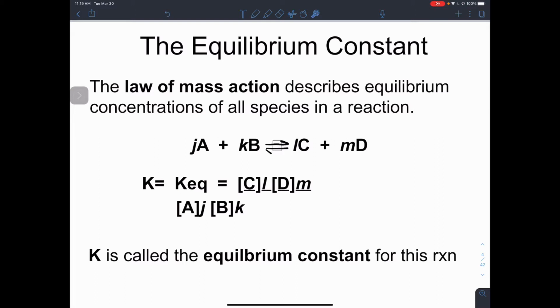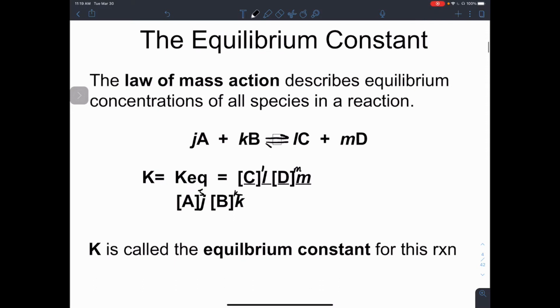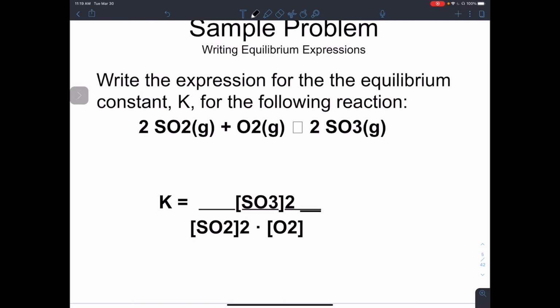The law of mass action states that the equilibrium constant, which is sometimes written with the subscript EQ, is equal to the concentrations of products raised to their coefficients divided by the concentration of reactants raised to their coefficients. So these letters got pushed down a little bit. This should be the coefficient, and then M and K. So K is called the equilibrium constant reaction, and the first thing we'll have to do for homework is to write the formula for K given a balanced equation. Write the expression for K.